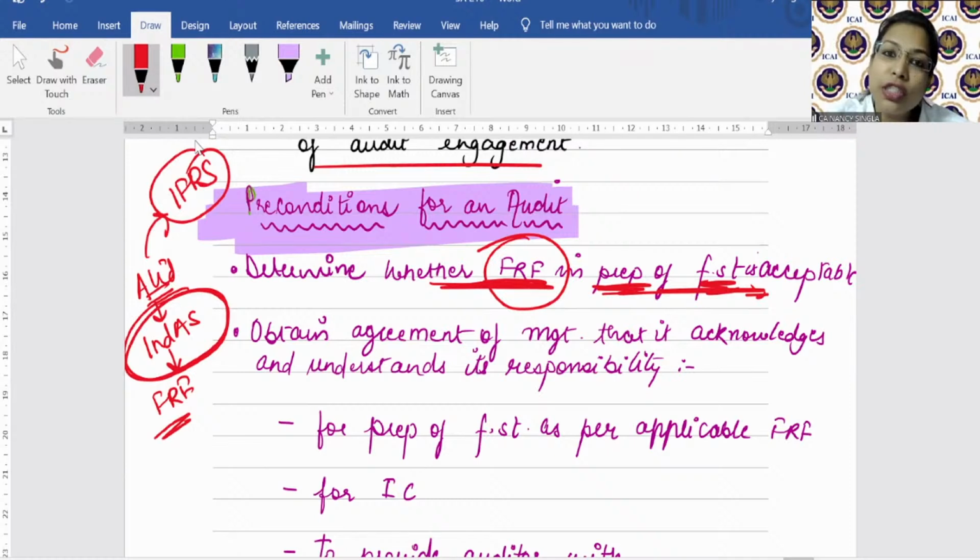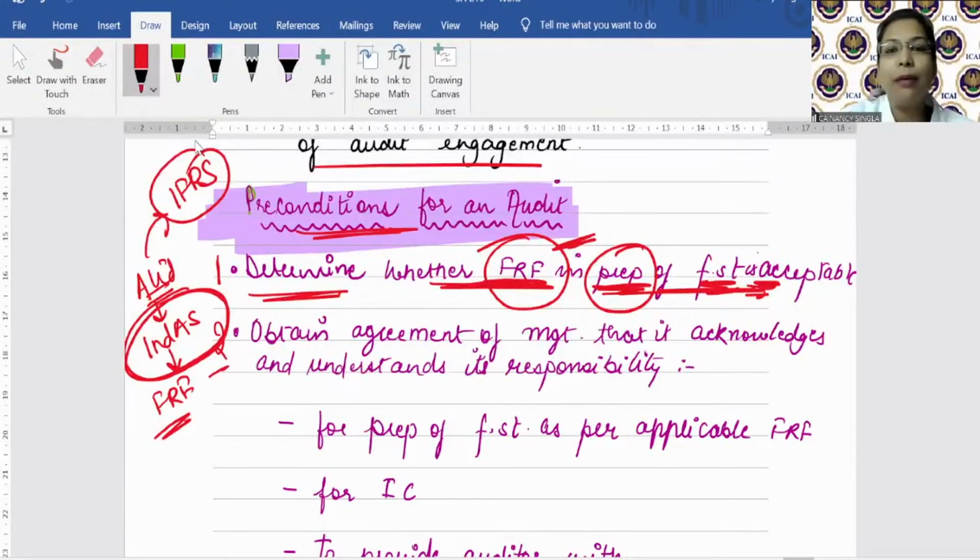Why? Because the responsibility to prepare the financial statement is that of the management. So has the management prepared it properly with respect to the applicable financial reporting framework? That is all we have to see. We are not checking the financial statement in detail right now. That will be done after you accept the audit. Right now we are seeing whether to accept the audit engagement or not. For that we will see whether the preconditions exist or not. So the first condition is whether the financial reporting framework adopted by the management is acceptable or not. Clear?